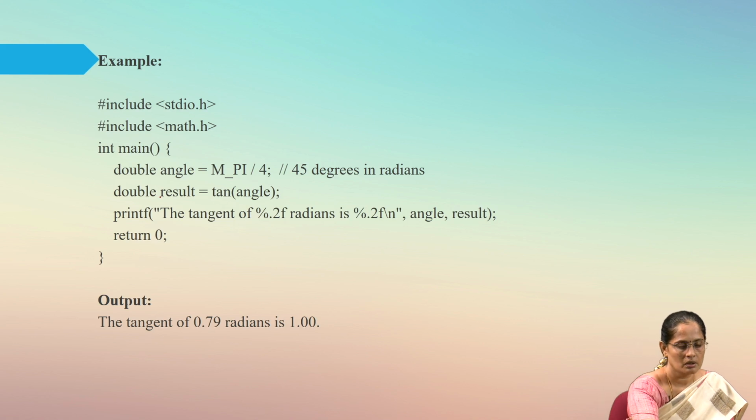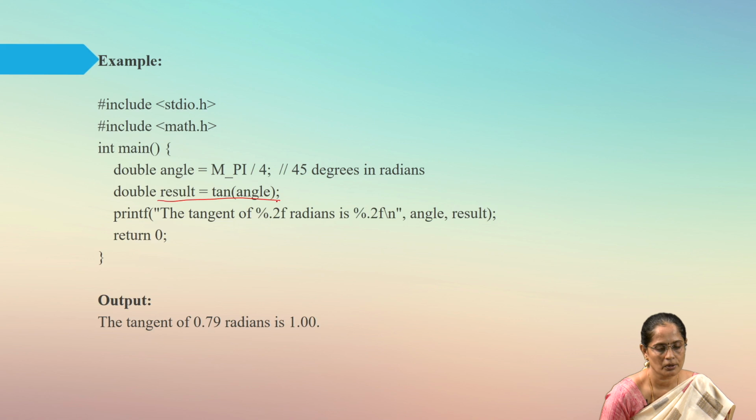The double type angle should be given as input. If it is going to be 45 degrees in radians, tan 45 is going to give the result as 1. Obviously, the tan function will calculate the tangent of the given angle, which is 45 degrees. So, tan 45 will result in 1.0.